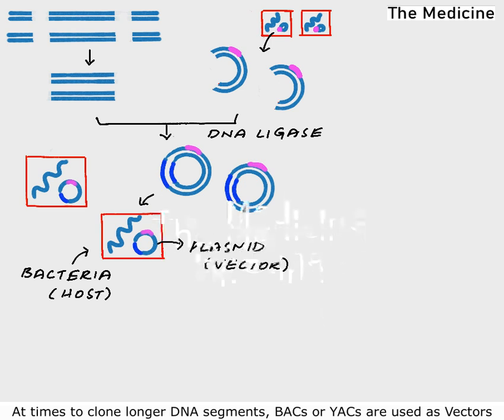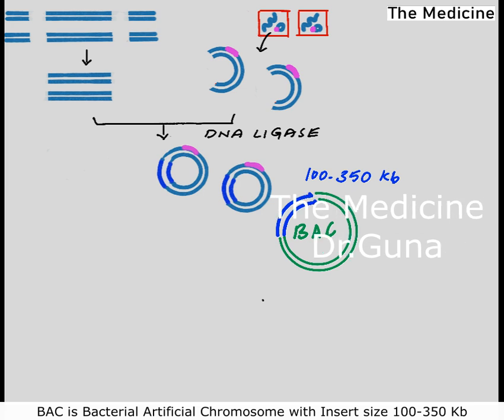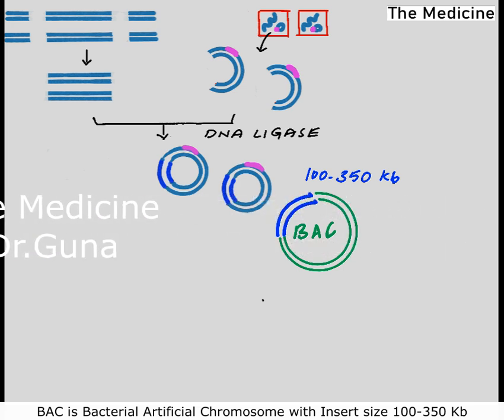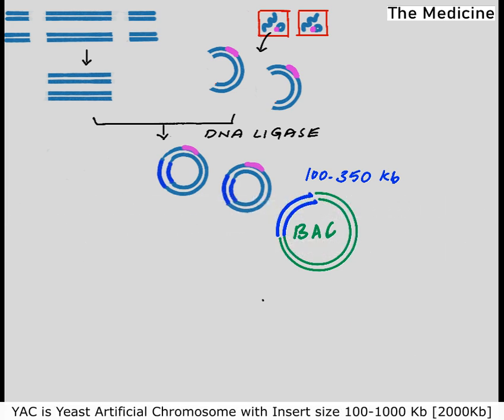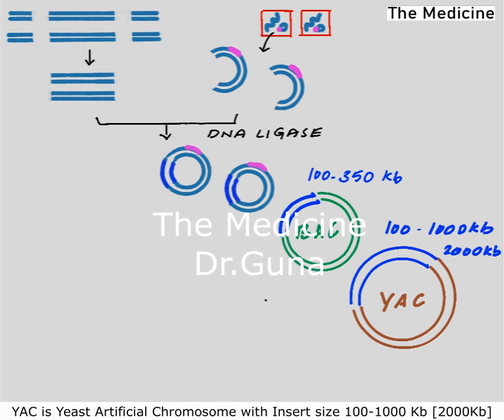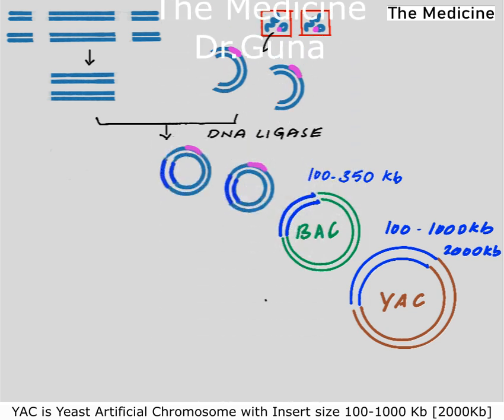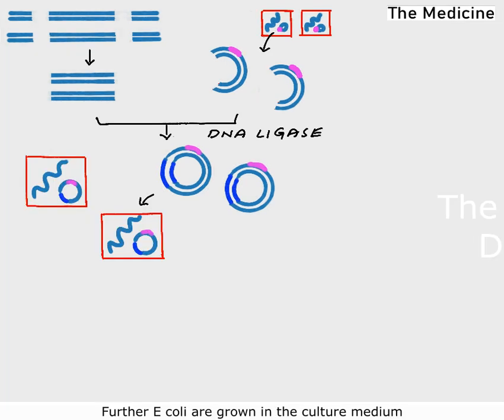At times, to clone longer DNA segments, BACs or YACs are used. BAC, bacterial artificial chromosome, insert size 100 to 350 kbs. YAC, yeast artificial chromosome, insert size 100 to 1000 kbs.